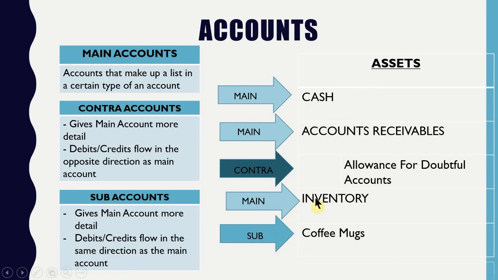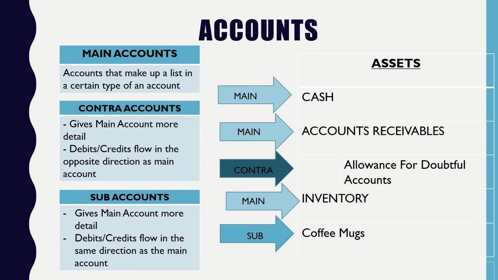So for example, here inventory, right? Inventory is the main account. It's a broad category, or a broad term. But if you want to be more specific, like what kind of inventory do you have? That's when we go down to the bottom and create a sub account. So the sub account gives the main account more detail. So again, I have coffee mugs as part of my inventory.